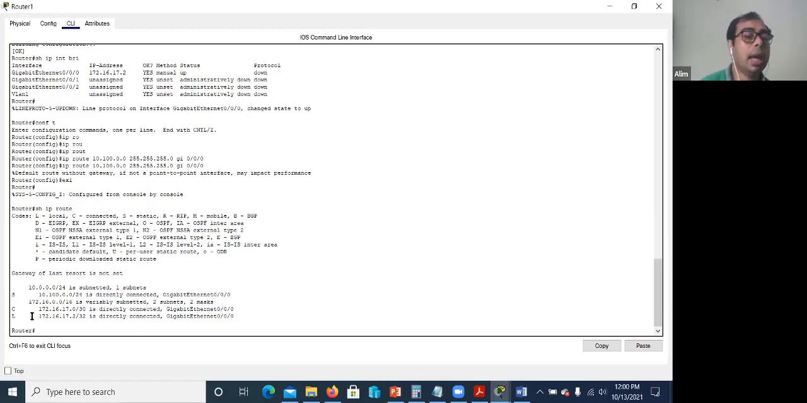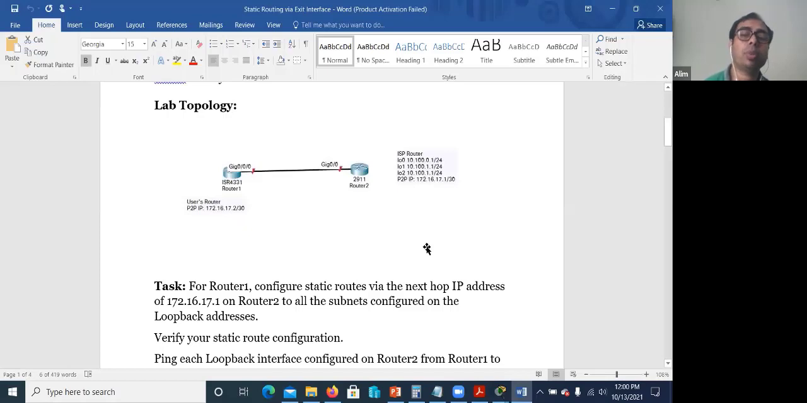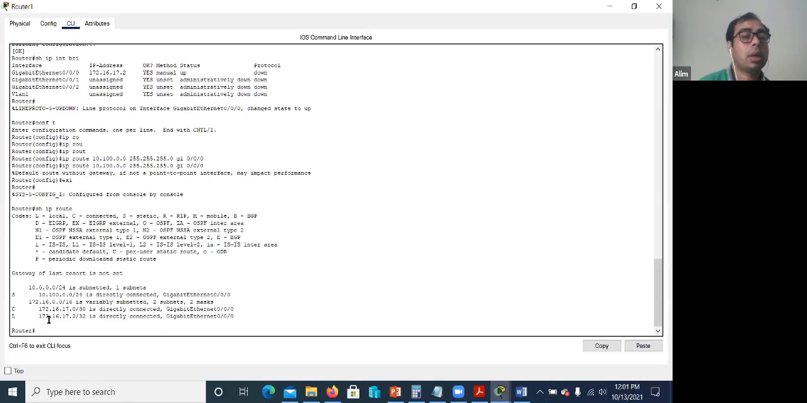And what about C and L? C means our point to point. In the figure, someone may have thought that point to point is something else. No, I just did this point to point IP connectivity. Okay, point to point network was 172.16.17.0/30. So it is connected network. That is, it is C. Okay. So where is it connected? It is connected to gigabit 0/0 interface.